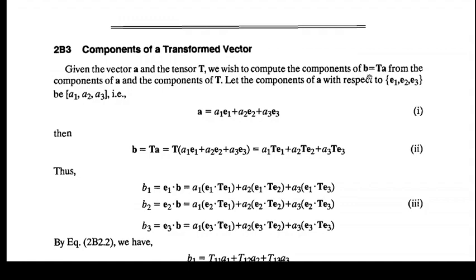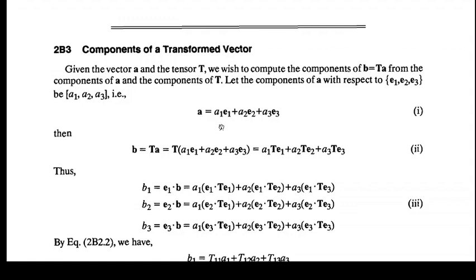Now we will calculate the components of this vector B with the help of the components of vector A and the components of tensor T. Suppose that we have the components of vector A with respect to bases E1, E2, E3, that A1, A2, A3 are the components of A with respect to these basis vectors. So we can write A is equal to A1 E1 plus A2 E2 plus A3 E3. A1, A2, A3 are basically the components of vector A, coefficients of E1, E2, E3.